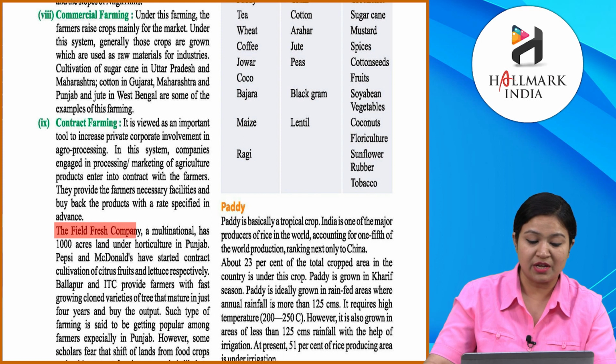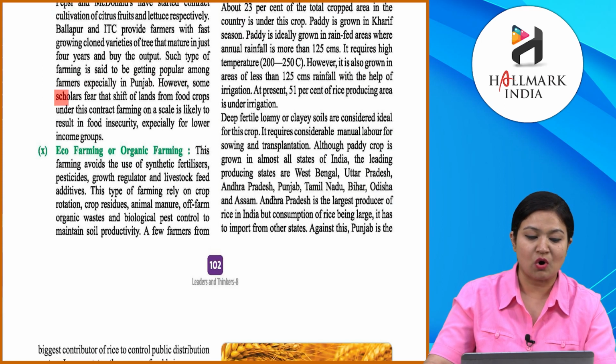The Field Fresh Company, a multinational, has 1,000 acres of land under horticulture in Punjab. Pepsi and McDonald's have started contract cultivation of citrus fruits and lettuce respectively. Balarpur and ITC provide farmers with fast-growing cloned varieties of trees that mature in just 4 years and buy the output. Such farming is said to be getting popular among farmers, especially in Punjab. However, some scholars fear that a large-scale shift of lands from food crops under contract farming is likely to result in food insecurity, especially for lower income groups.